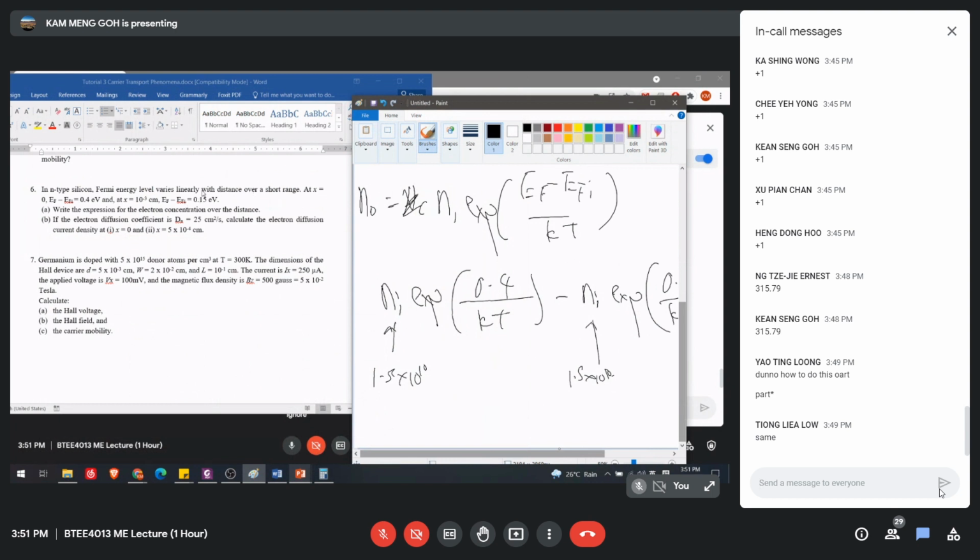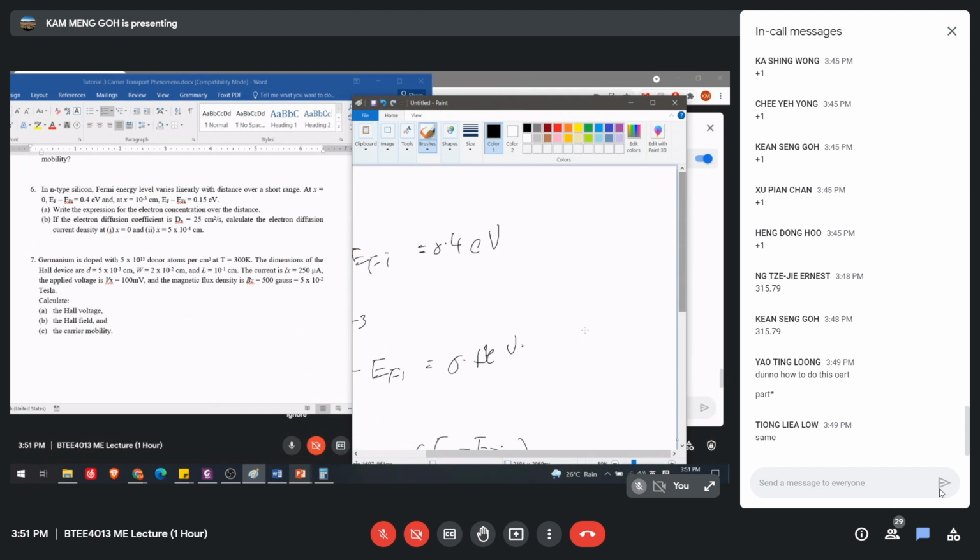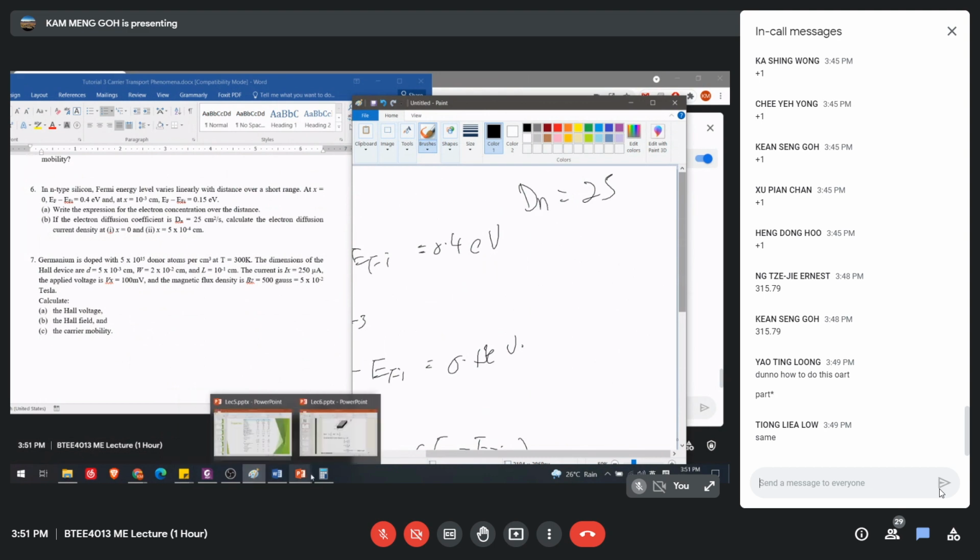And then he didn't state the temperature. We assume that this is 300 K in this case. So kT is 0.0259, we assume that. And then if the electron diffusion coefficient is Dn equals 25, calculate the electron diffusion current density at T equals 0, where S equals 5 times 10 to the power negative 4.